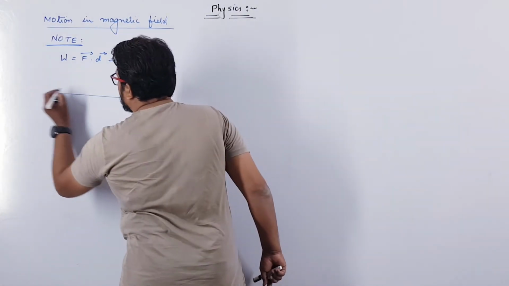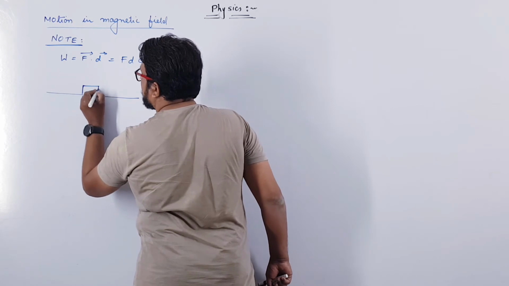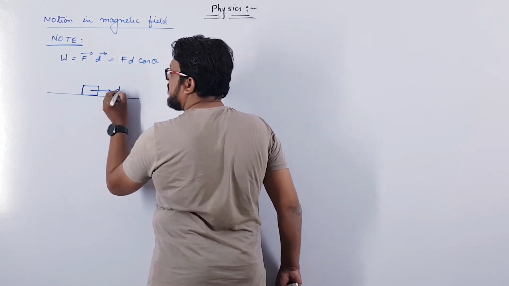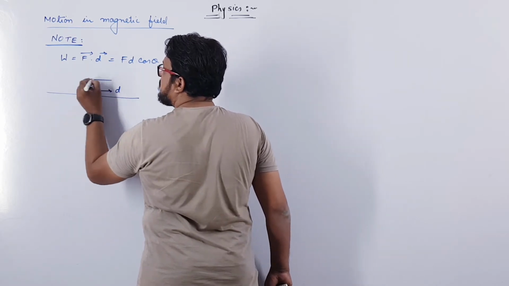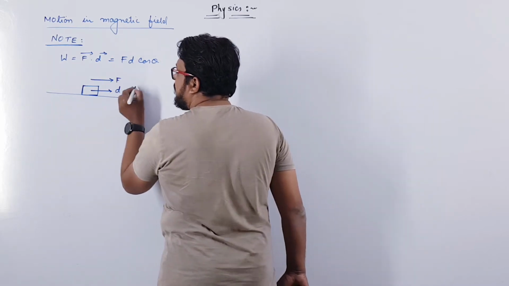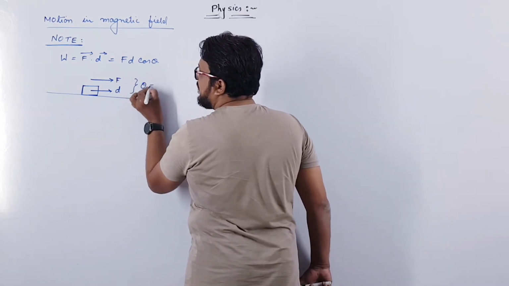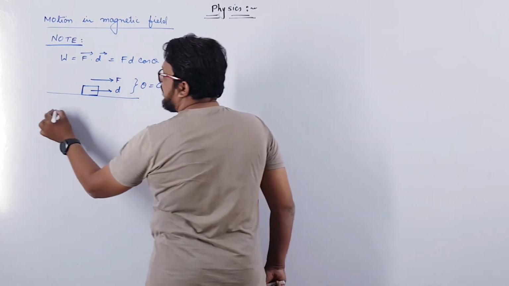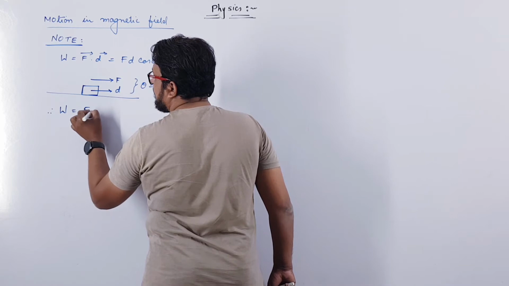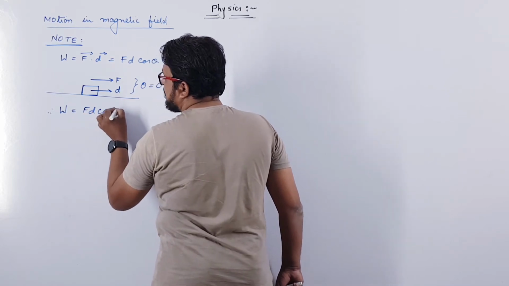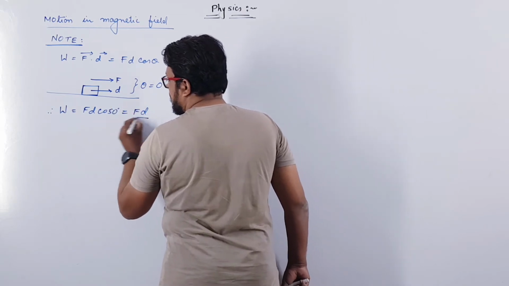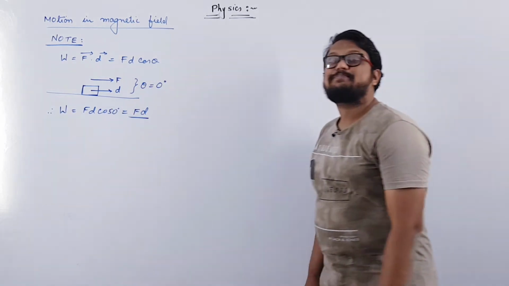Now suppose this is the body which is moving in this direction, displacement is in this direction, and you are applying force in the same direction. Then the angle between force and displacement will be 0 degree. Therefore work done will be Fd cos 0, and cos 0 is 1, so directly you can write Fd. So work done will be F into D, which is positive.